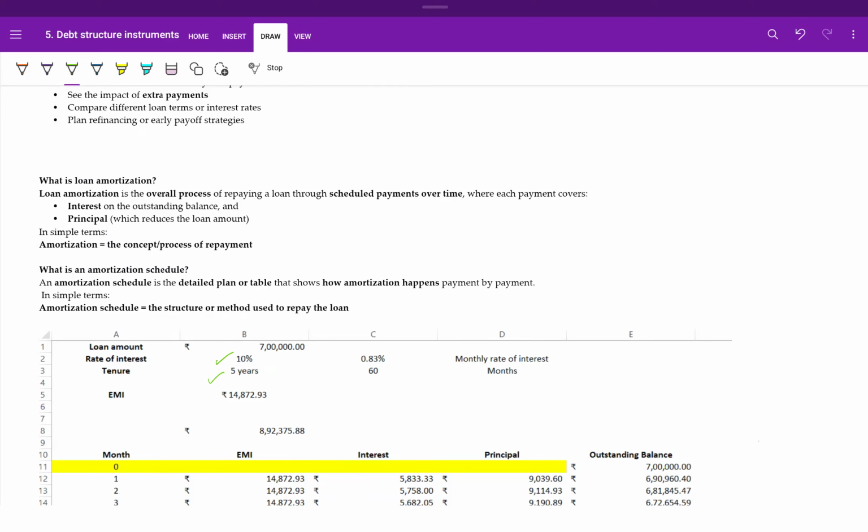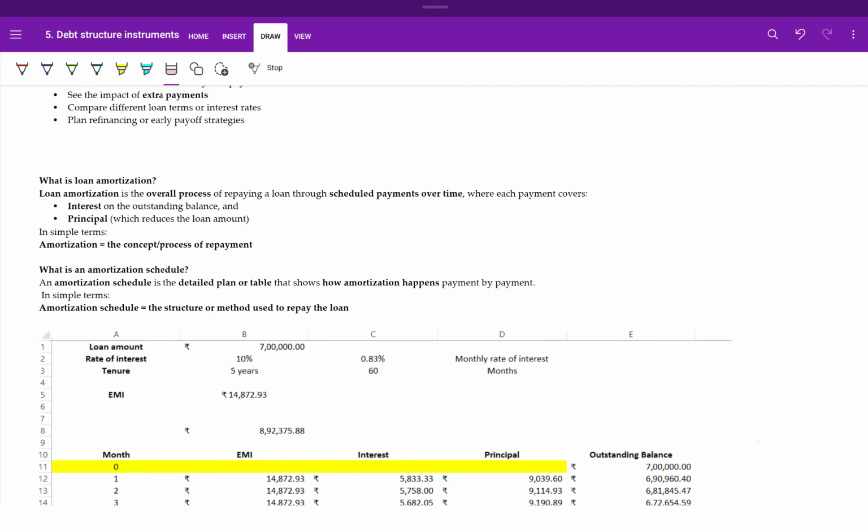By the end of this lecture, you should be able to define loan amortization clearly. You should be able to distinguish between amortization and an amortization schedule, identify and compare different types of amortization schedules, which we will be discussing in just a moment, and understand the risk and the appropriate uses of each type.